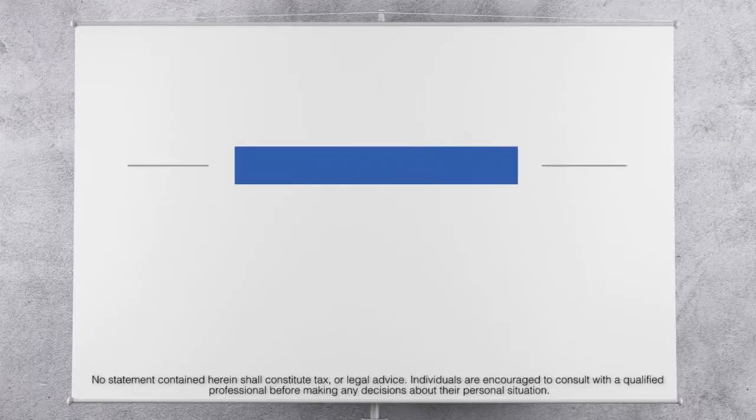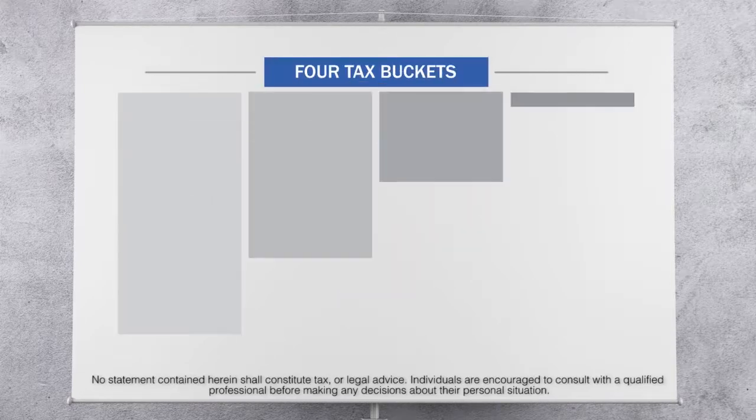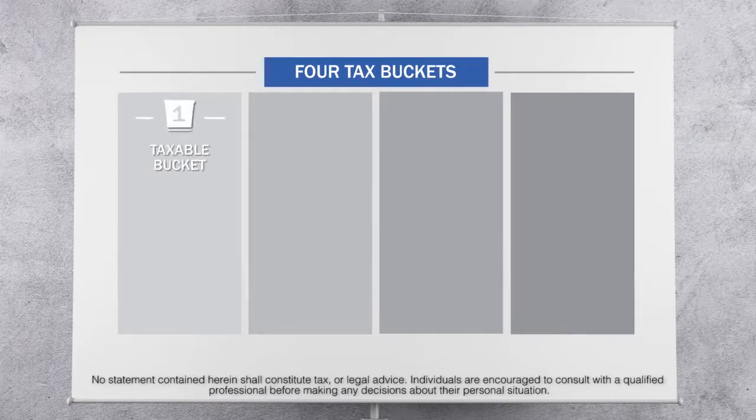If you're considering tax planning to make the most of your asset allocations, you need to have a good understanding of how your assets relate to taxes. A good way to gain basic understanding is considering the concept of the 4 tax buckets. The first bucket is your taxable bucket.